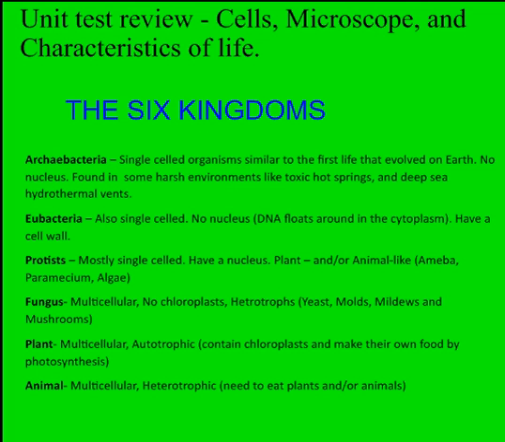Then there's the plant kingdom. These are multicellular. They're autotrophic, meaning they contain chloroplasts and make their own food by photosynthesis. And then there's the kingdom we belong to, the animal kingdom. They are multicellular, they're heterotrophs, which means that they need to eat. And they're going to be eating plants or other animals.